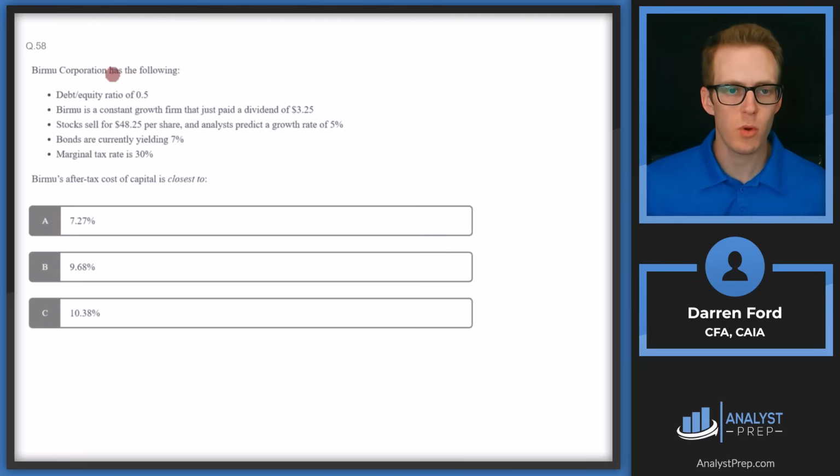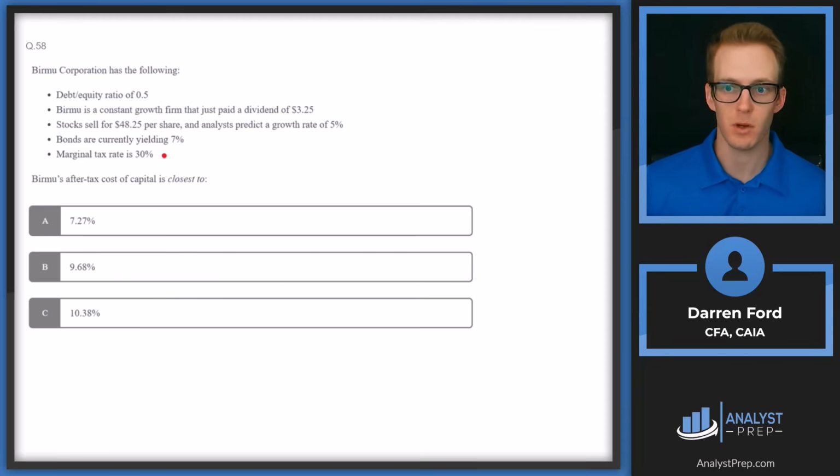Answer A. Bermu Corporation has the following. So we've got debt to equity of 0.5, a constant growth firm that just paid a dividend of 3.25, stock sells for 48.25 per share, and analysts predict a growth rate of 5%. Bonds are currently yielding 7%, and our marginal tax rate is 30%. Bermu's after-tax cost of capital is closest to.